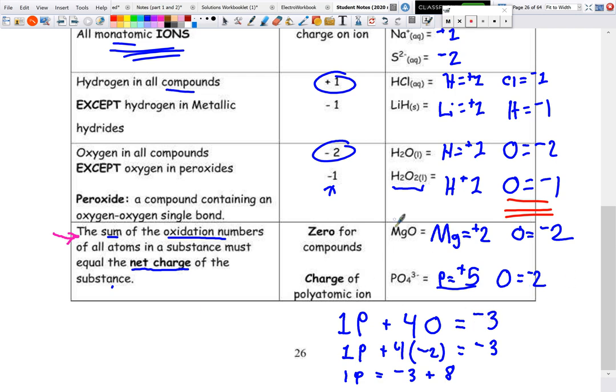And that's kind of where we're going with all these here. So this rule right here will definitely come into play a lot for oxidation states, and how we solve them algebraically will work out.